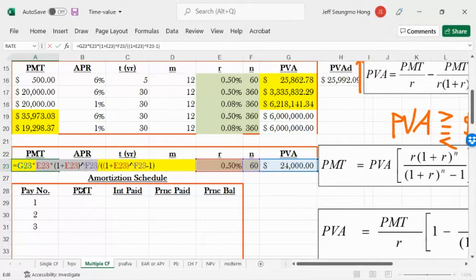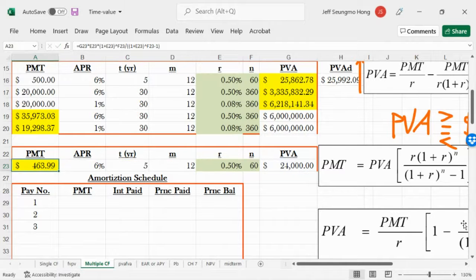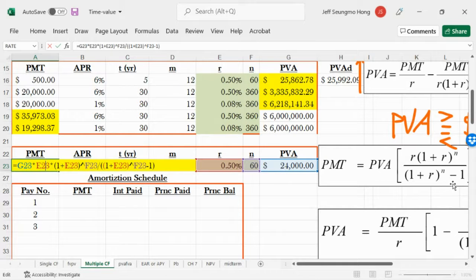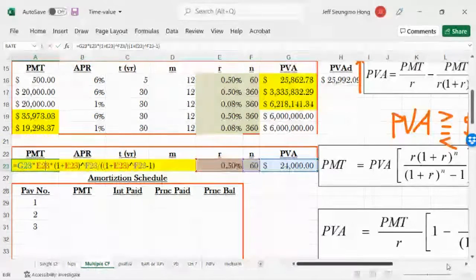So, if there's any additive terms, you would need a bracket around it, right? But if there's nothing additive, you don't need it. This outer bracket is used only in the denominator, because in the denominator there's an additive term: 1 plus r raised to n, and then minus 1. So there's an additive term.